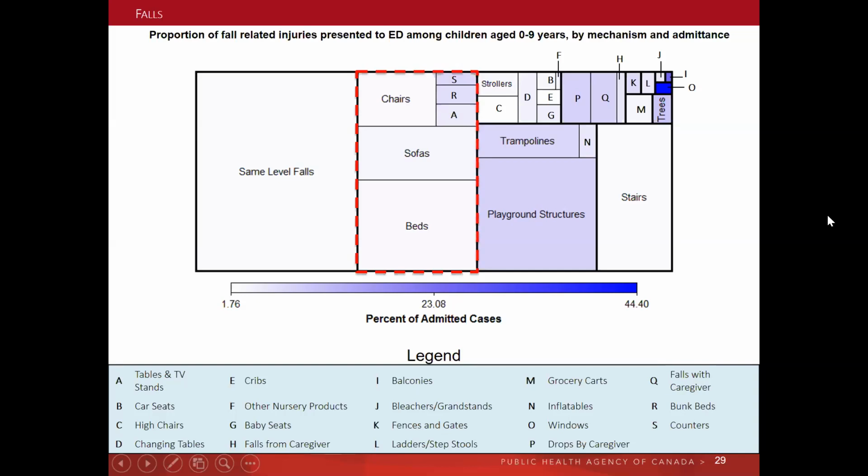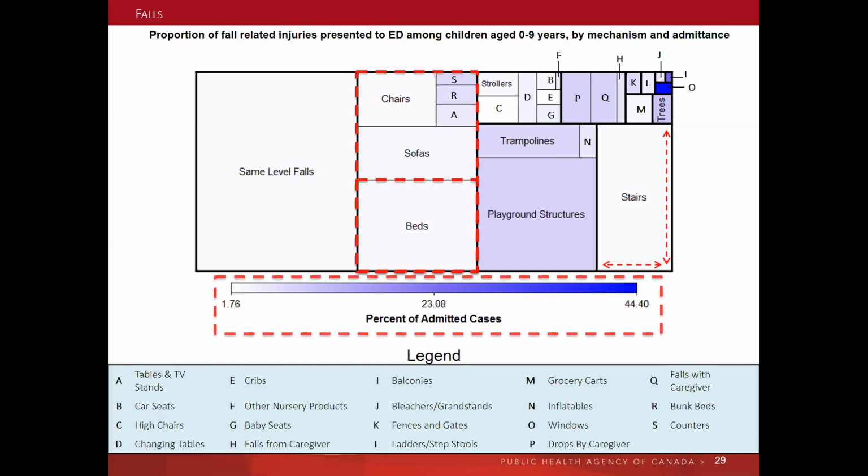while the smaller tiles within them represent the specific mechanisms, in this case beds, but above it we can see sofas and chairs. So the size of each tile is proportional to its overall frequency, so we can see that smaller tiles are less frequent than larger tiles. And over here we have the percent of admitted cases. So the color gradient is proportional to this percent.